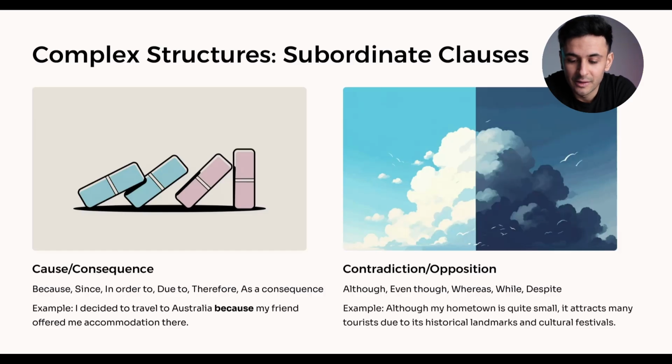An example here is, although my hometown is quite small, it attracts many tourists due to its historical landmarks and cultural festivals. So although your hometown is very small, many people come to visit it. So there is a contradiction there. And then we also added due to, which was from the cause consequence here. Due to means it is attributed to these reasons. This is the reason why. And notice here that due to, we followed it by a noun. And that's how it should always be.